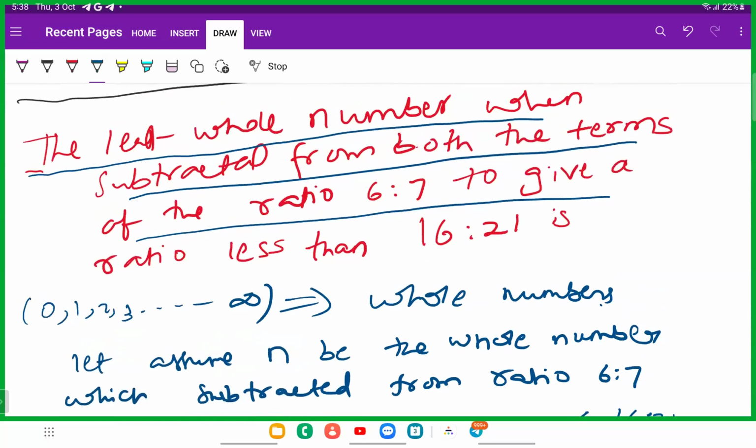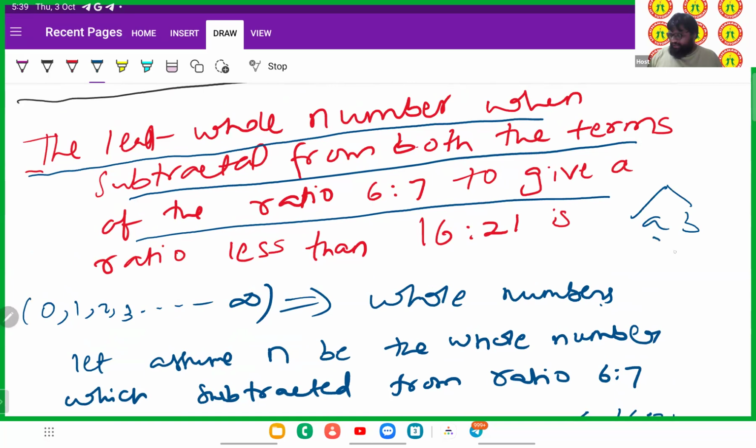So the question is, I am repeating the question again for the late joiners. The least whole number when subtracted from both the terms of the ratio, let the terms be A and B, which are in the ratio 6:7. When these terms are subtracted with a least whole number, I am assuming it as n, the resultant ratio should be less than 16:21. So this is the answer which is given.